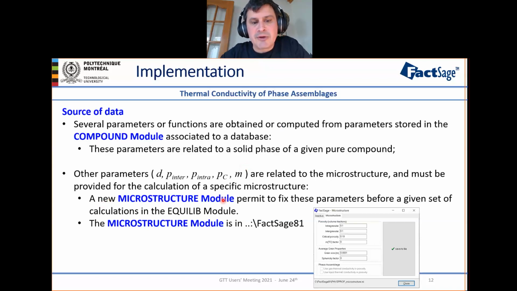So we created a new microstructure module in FactSage, which is stored in your main FactSage directory. It's a direct executable. If you double click on it, you can store the values here. Click on the Save to File button. And you have to do that before performing your calculations in Equilib.